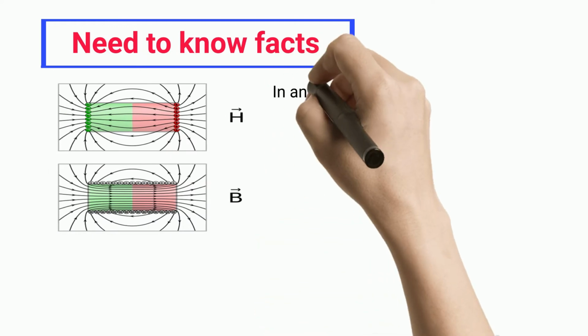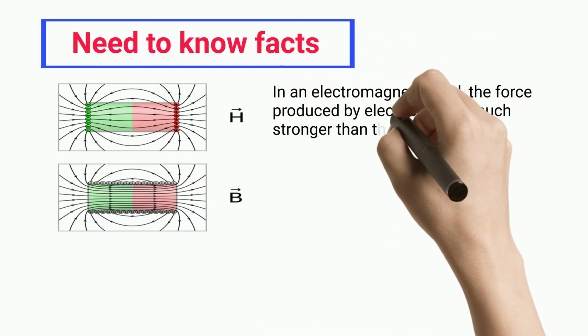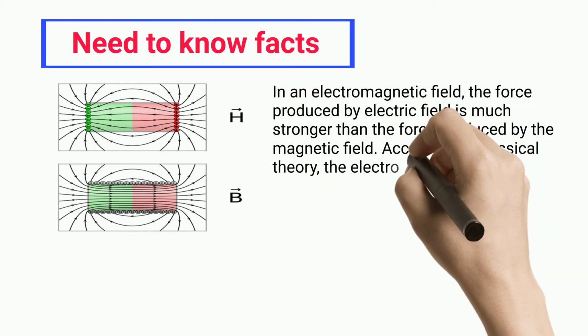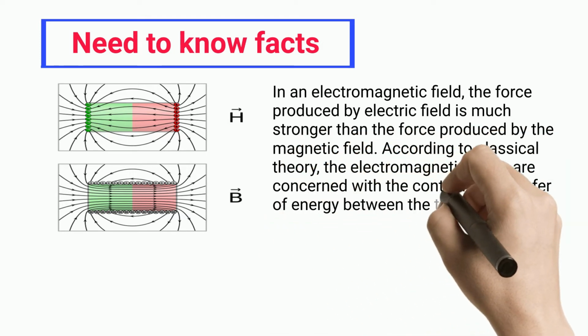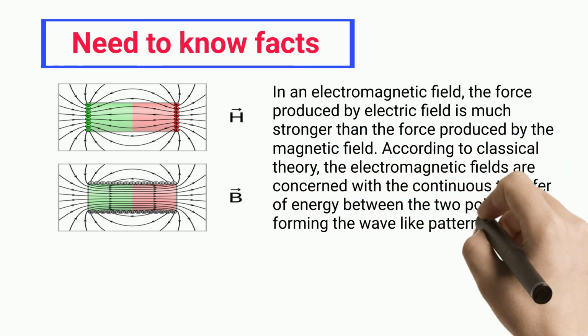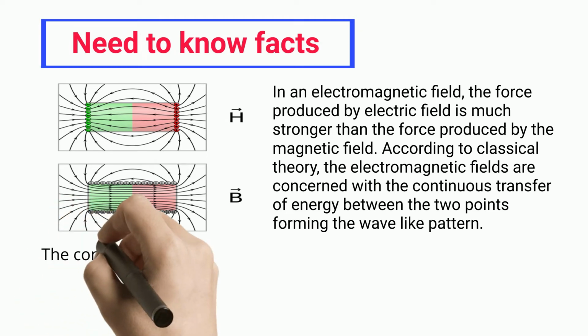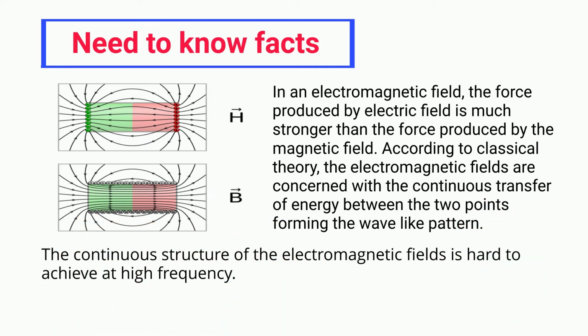Need to know facts. In an electromagnetic field, the force produced by the electric field is much stronger than the force produced by the magnetic field. According to classical theory, electromagnetic fields are concerned with the continuous transfer of energy between two points, forming a wave-like pattern. The continuous structure of the electromagnetic fields is hard to achieve at high frequency.